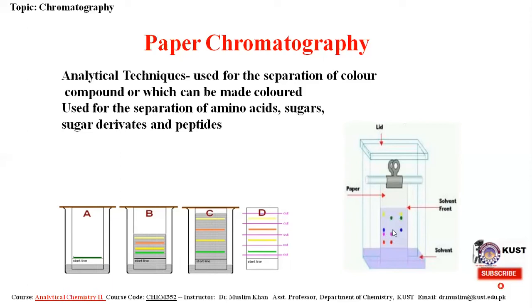After development of this chromatogram, the spots corresponding to the different components may be located by their color, by ultraviolet light, by ninhydrin, or by treatment with iodine vapors. The paper remaining after the experiment is known as the chromatogram. For these separated compounds, these different colors, you then calculate the RF value. The RF value for each compound is different.